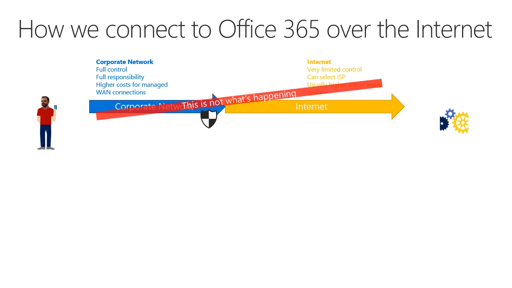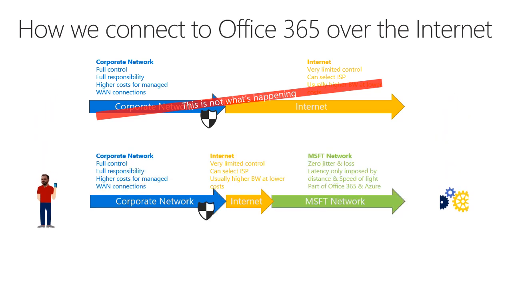But the reality is that this is not actually quite true when we're talking about Office 365 and Azure, because Microsoft did massive investments in our own network, which you can see here on the right side, the Microsoft network, the green arrow on the right side. So with this network, we are in control of what's happening inside here, and so we are only using the internet to connect to our service for a very short amount.